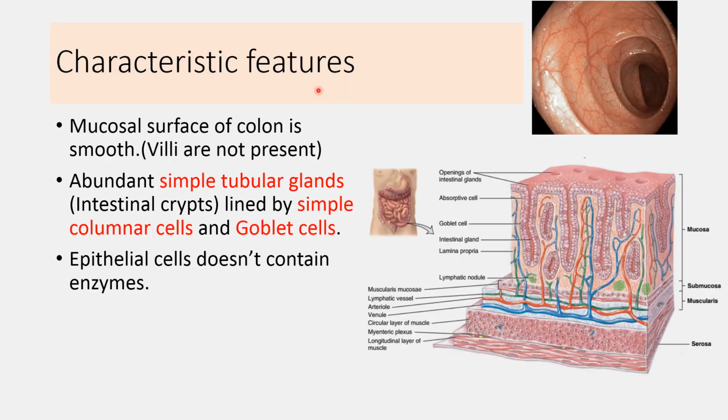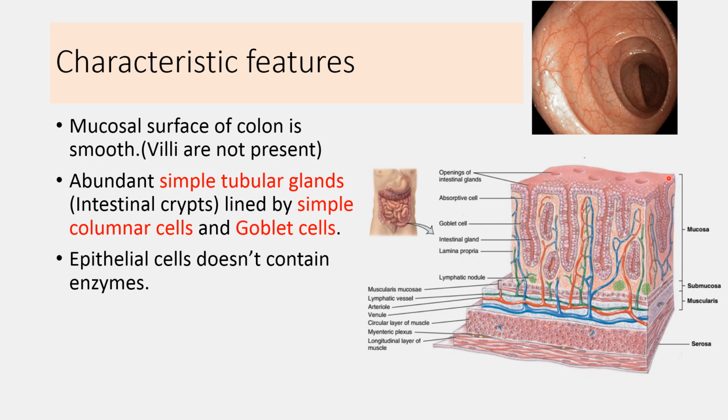Characteristic features of the large intestine. Here we can see the endoscopic view of the large intestine. The mucosa of the large intestine is smooth. It does not contain plicae circulares, which are present in the small intestine, and the mucosa of the large intestine also does not contain villi.